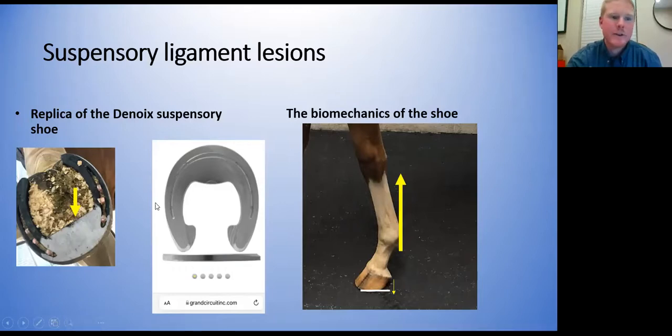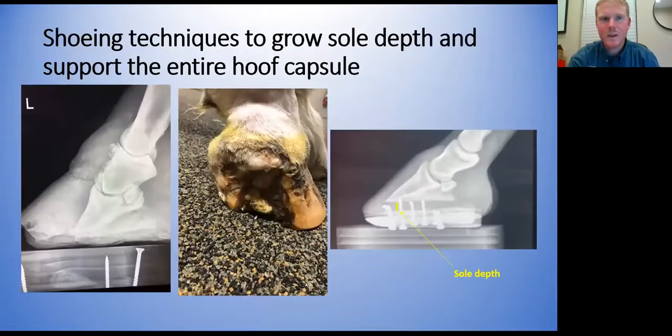Okay, and so the left image, I just called it a replica, but essentially it's a welded toe plate onto a shoe, which helps alleviate the pressure on that suspensory. Okay, or you can buy a Denoix suspensory shoe online and put that on. All right, so the other technique, this is important when you're thinking about sole depth, and this is where it ties into that portion of the lecture.